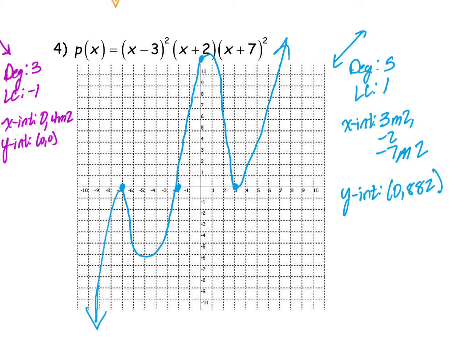So we're going to see if we can get it to look the same as this. So parenthesis x minus 3, parenthesis squared, parenthesis x plus 2, parenthesis x plus 7 squared, again, squared.